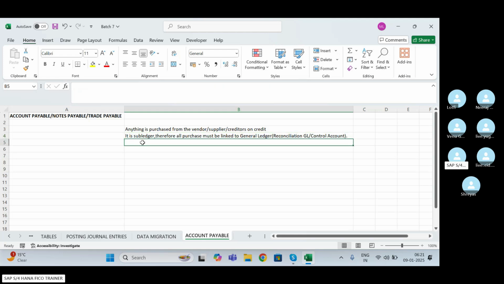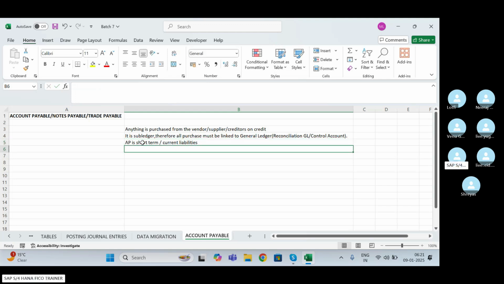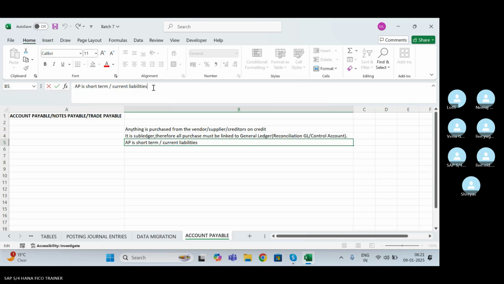Next, account payable is a short term or current liability. Anything which you purchase on credit basis from the vendor is the company's short term liability. And you know that liability is a balance sheet item, so your account payable will be shown in the balance sheet.